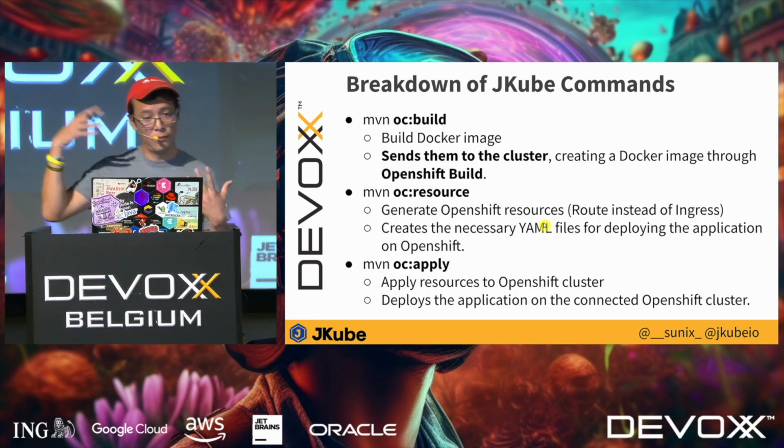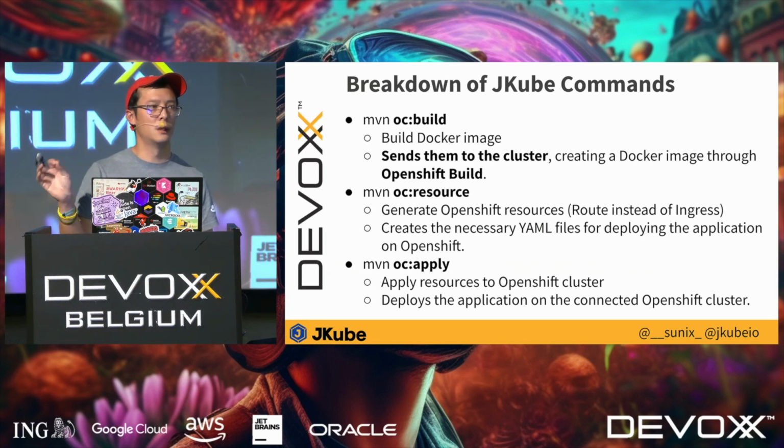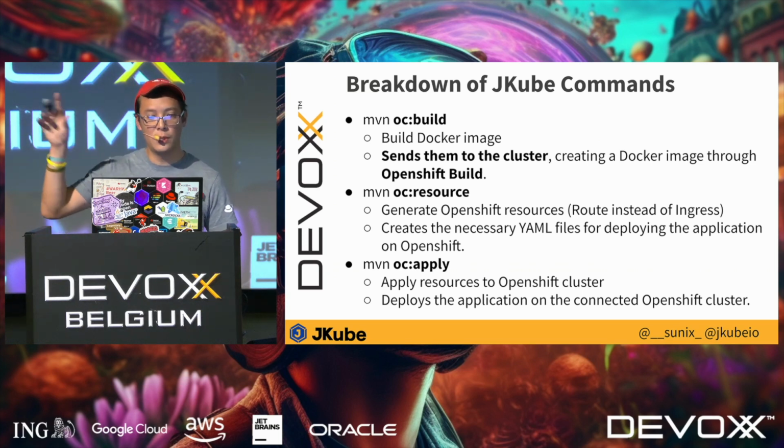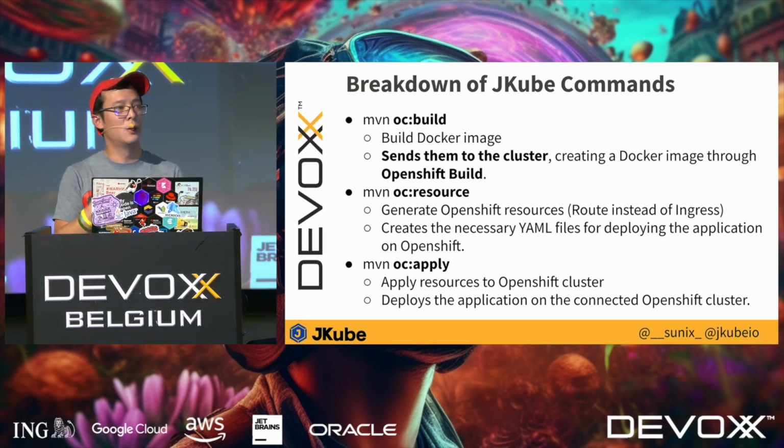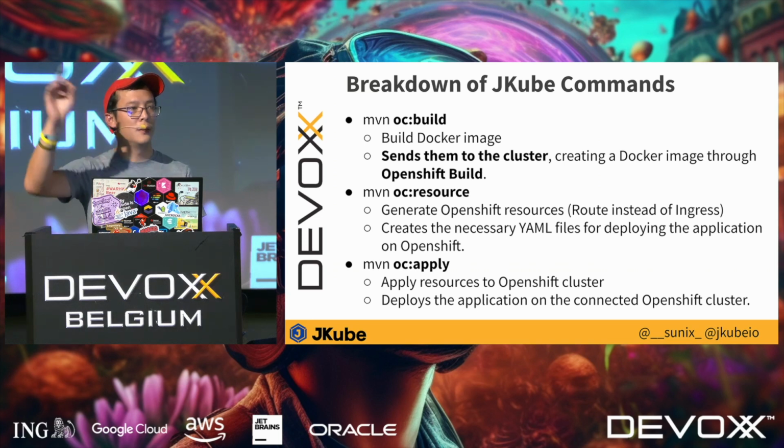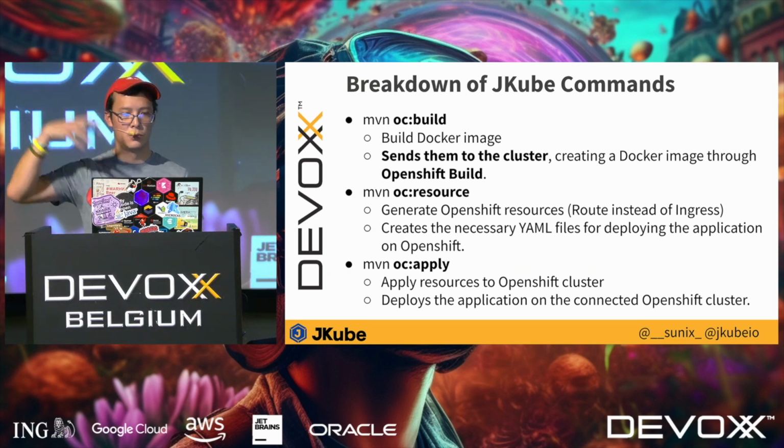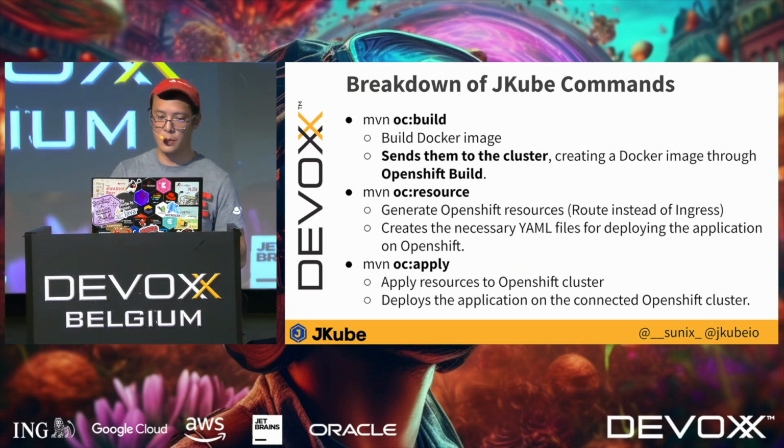So if you're going through the details, these commands are doing quite the same thing that we've seen with the Kubernetes plugin. The difference is that OC build is not building locally on your laptop. It is sending the jar files or the WAR files to the cluster and doing the build remotely. OC resource will do the same thing. There may be some differences between the resources for Kubernetes and OpenShift, and apply should, as kubectl apply, deploy that in your OpenShift cluster.